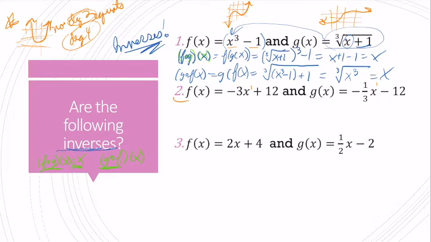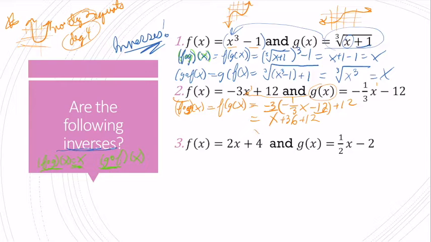If I have f composed with g of x, that's going to be f of g of x. So I'm plugging g of x in for x. So I have -3 times g of x, which is -1/3 x minus 12, plus 12. Okay, this looks promising. That means I have negative 3 times negative 1/3 x. That just leaves me with x. Negative 3 times negative 12 is a positive 36, plus 12.